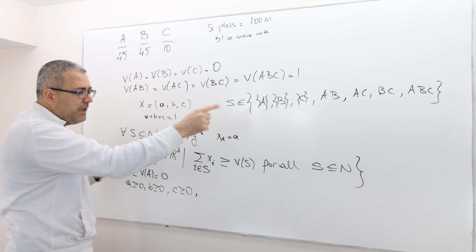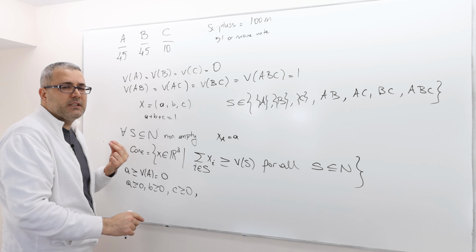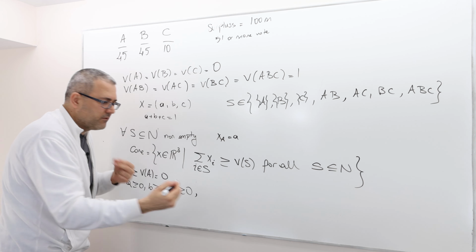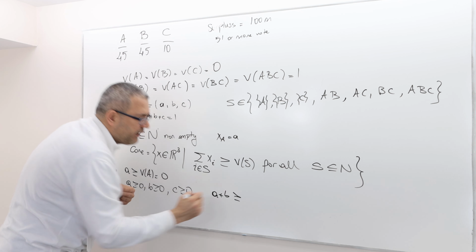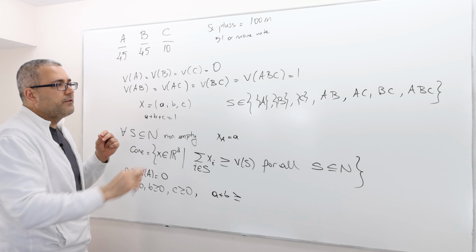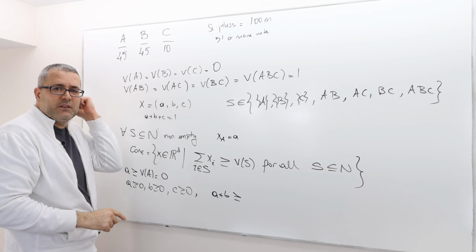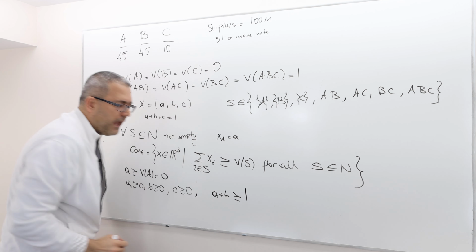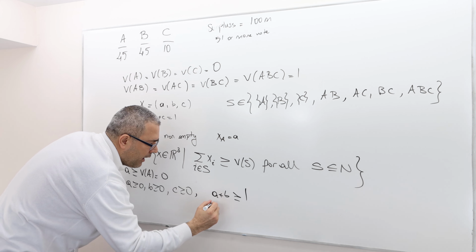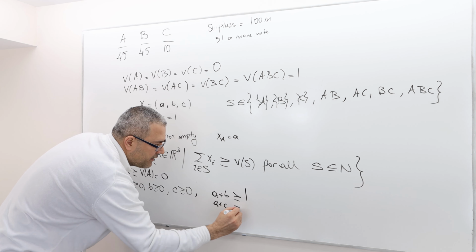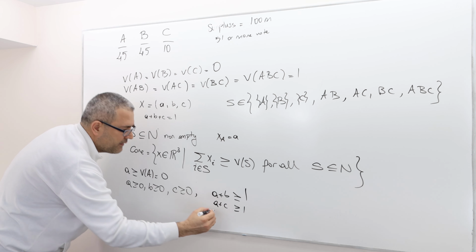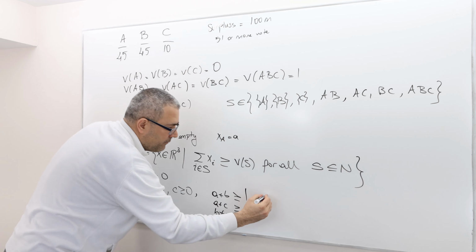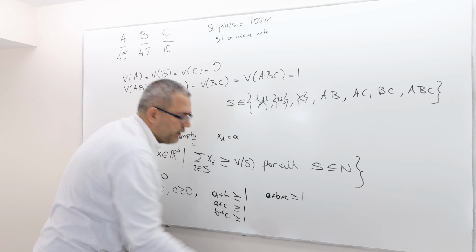With the coalitions of 2 members, AB for example, what is the summation of x_i when S is equal to AB? It means x_A plus x_B, I mean A plus B, greater than or equal to V of this coalition. What is it? Remember, as long as there are 2 or 3 members in the coalition, V is always equal to 1. So A plus B is greater than or equal to 1. What else? A plus C is greater than or equal to 1 because of coalition AC, and B plus C is greater than or equal to 1 because of this. And finally, A plus B plus C is greater than or equal to 1.